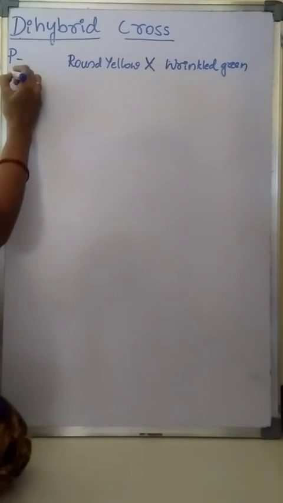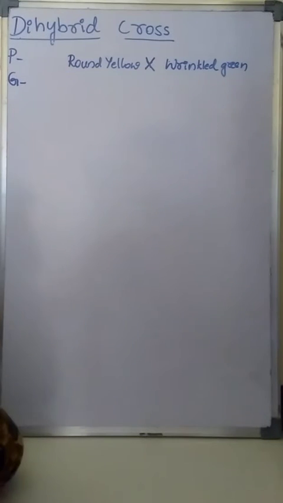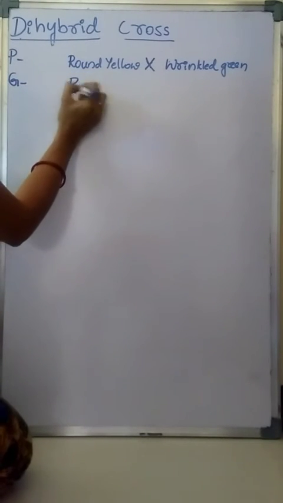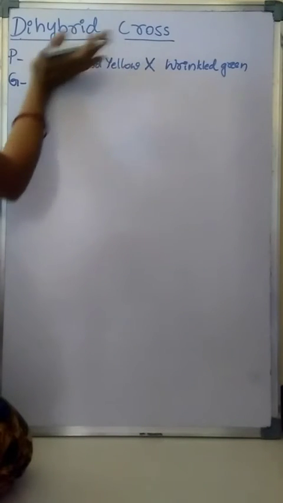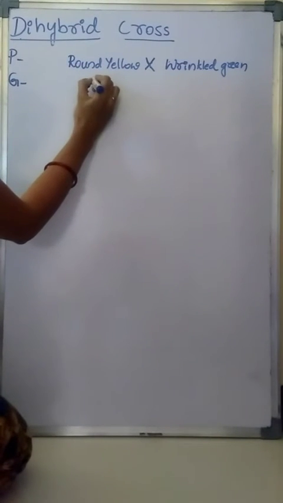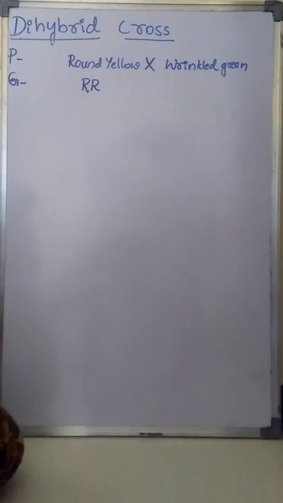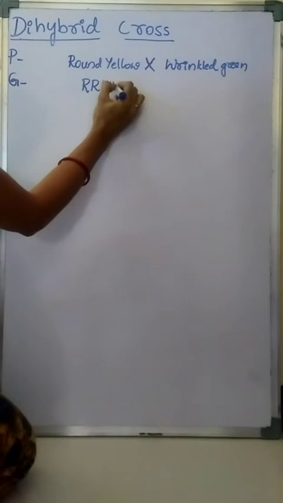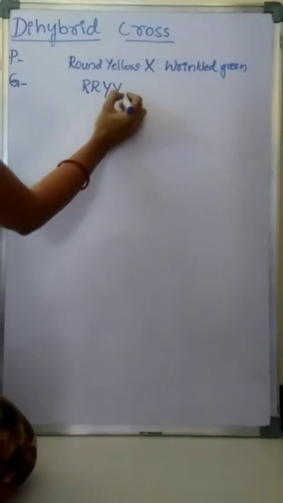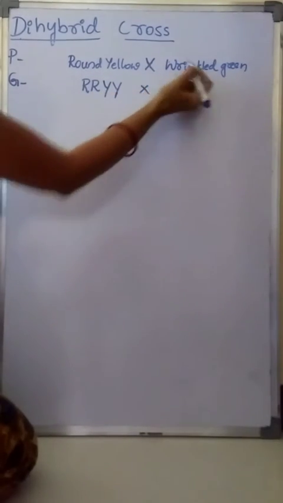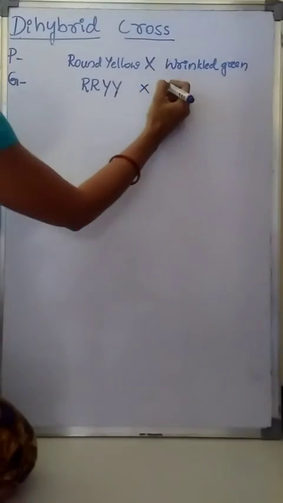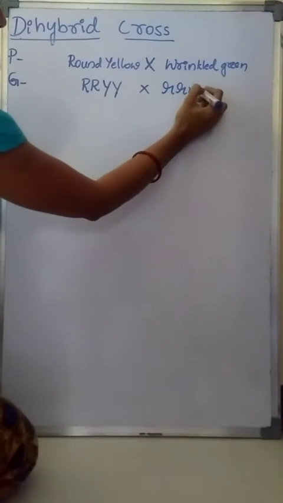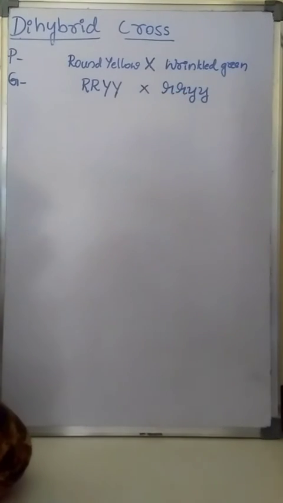The next one is genotype. Genotype of the parent. Round is the dominant character, so we take capital R, capital R, because genes are always present in a pair. Yellow is dominant, so capital Y, capital Y. Wrinkled is recessive, so small r, small r. Green is also recessive, small y, small y.